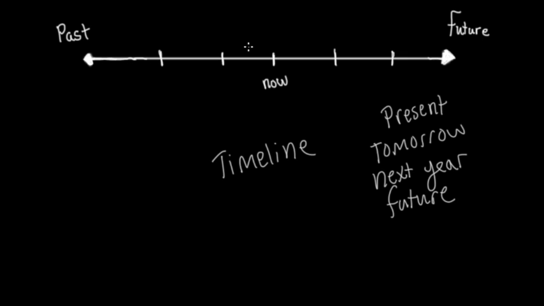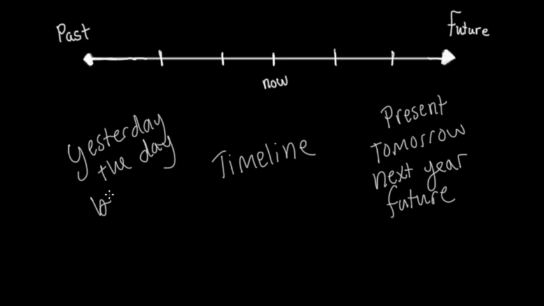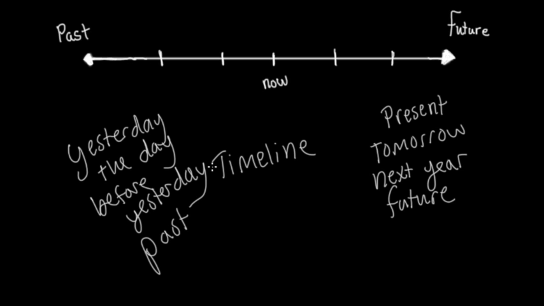And this way, from now, yesterday, the day before yesterday, last week, and so on. This is called the past. So that's the different kinds of time we have.